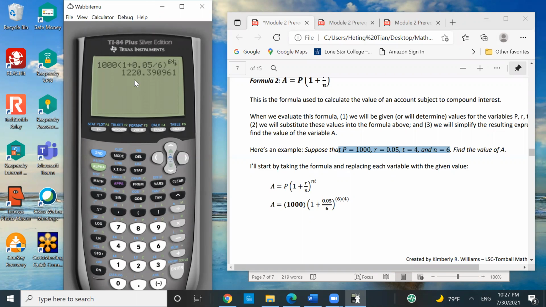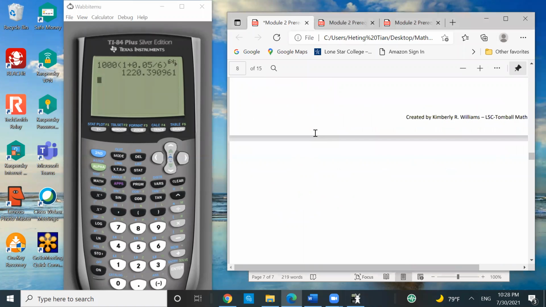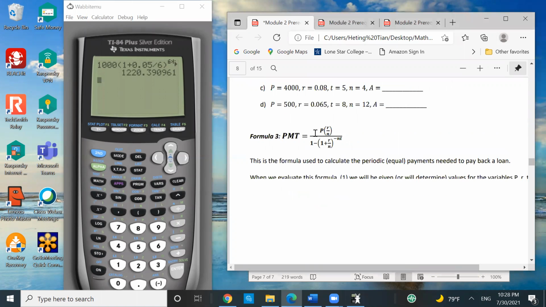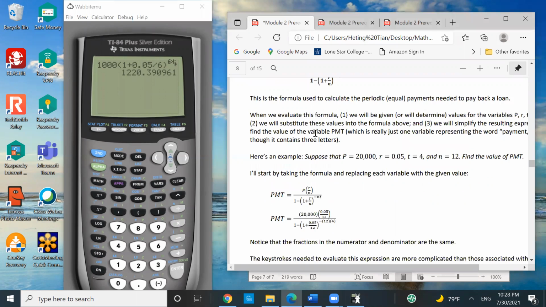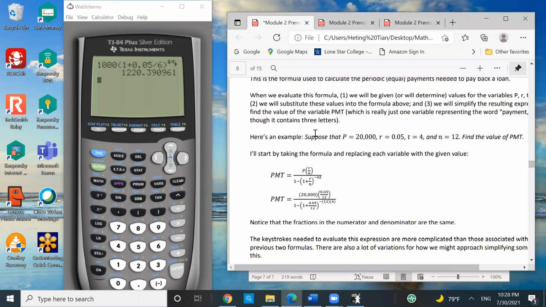This is the way we can compute this expression. Let me check if there's no problem. Okay, no problem. Okay, let's see another example. So this one, we will learn to find the PMT in chapter 8. So here they provide us P, R, T, and N. Plug it in the formula here. So let's plug in everything together.